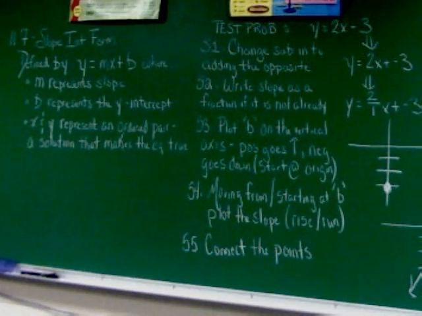Chapter 11, Section 7 is entitled Slope-Intercept Form. Slope-intercept form is defined by the form y equals mx plus b. Now, in that equation, the only two things that are going to show up as numbers will be m and b. Now, you're already familiar with m. M represents slope.